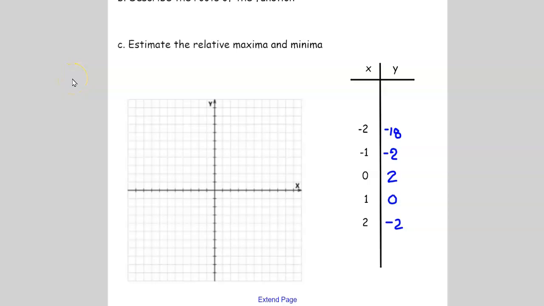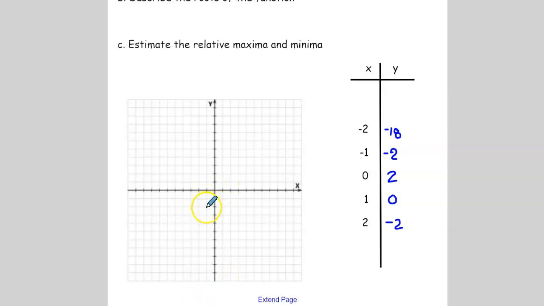So hopefully you put those values in. You can see my y column filled in on the right. And so now what we need to do is plot these points on our graph. If they go off the graph, that's actually a good sign. That means that's our end behavior at work, especially when it's the first or last value that we've put in. So the fact that at -2 I'm going off the graph down here at -18, not a problem. That just tells me I'm going down off of my graph at that point.